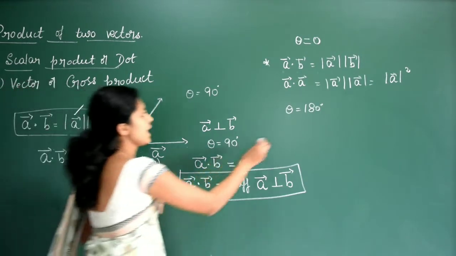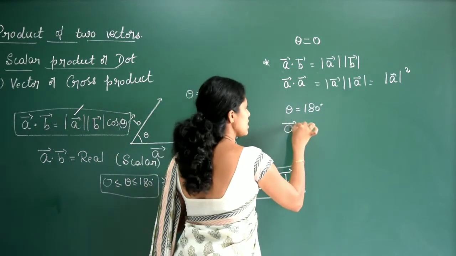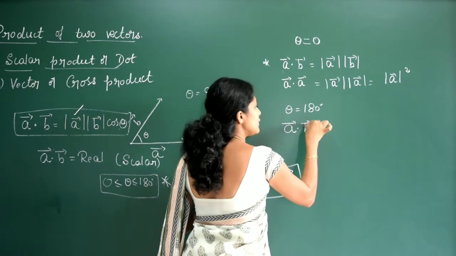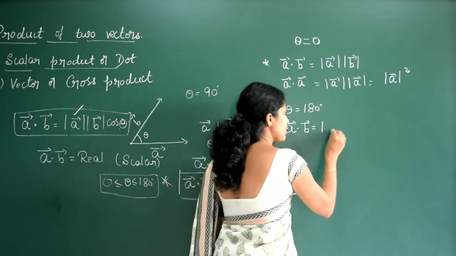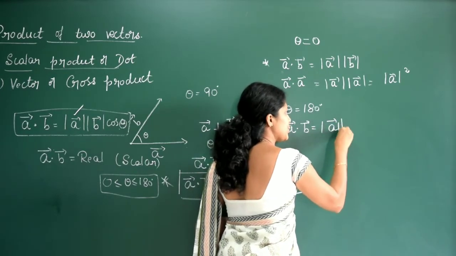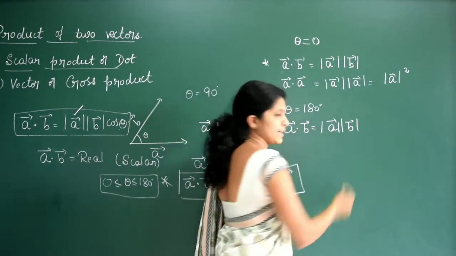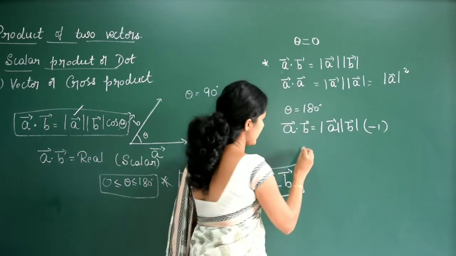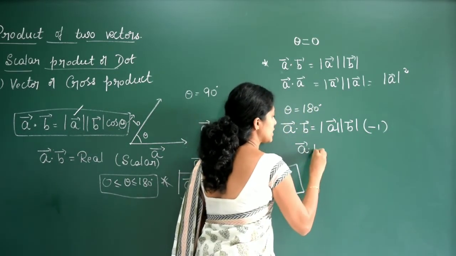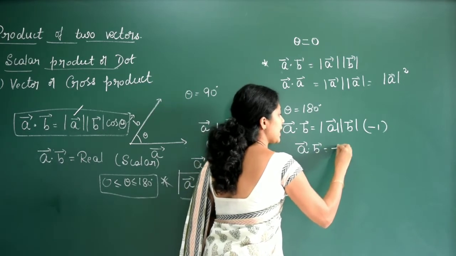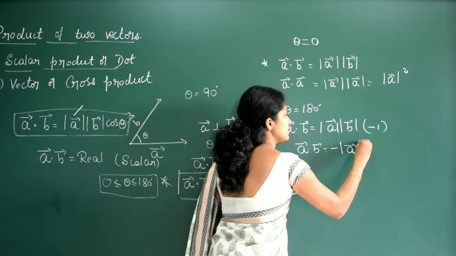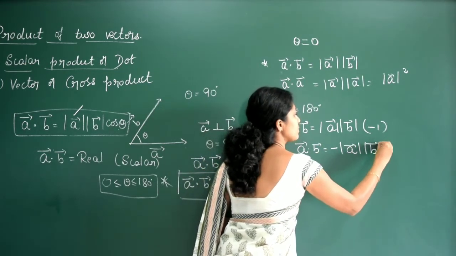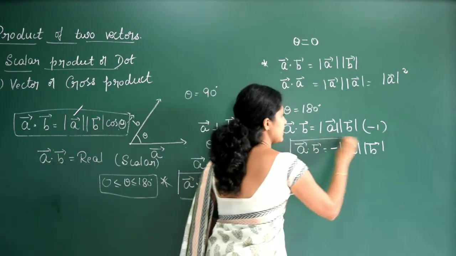So this will be A vector dot B vector, which will be equal to magnitude of A vector into magnitude of B vector, and cos 180 is equal to minus 1. So we can write A vector dot B vector is equal to minus magnitude of A vector into magnitude of B vector. This is the second thing.